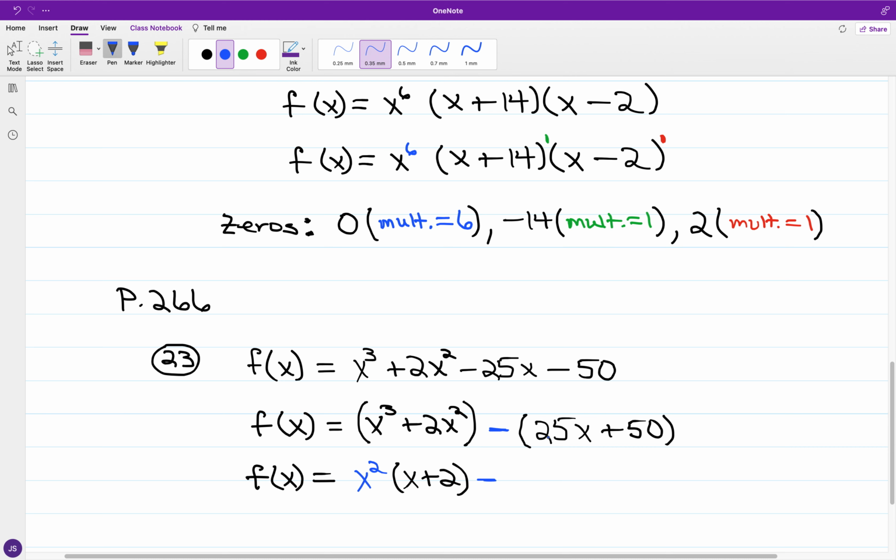with subtraction. Now for 25x plus 50, just sidestepping away from the prior terms in operation, the greatest common factor between 25x and 50 is going to be 25. And taking 25 into 25x plus 50, that's going to be another formation of the binomial x plus 2.